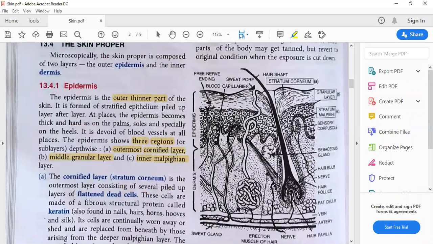Okay, can you see the diagram? The first part you can see is the epidermis. In the epidermis, the upper part is the stratum corneum. Then there is the granular layer, a thin layer. And then there is the stratum malpighi. Now if you see the dermis, it has blood capillaries, free nerve endings. Can you see? If you see, the nerve ending is actually crossing, meaning it is entering the epidermis.